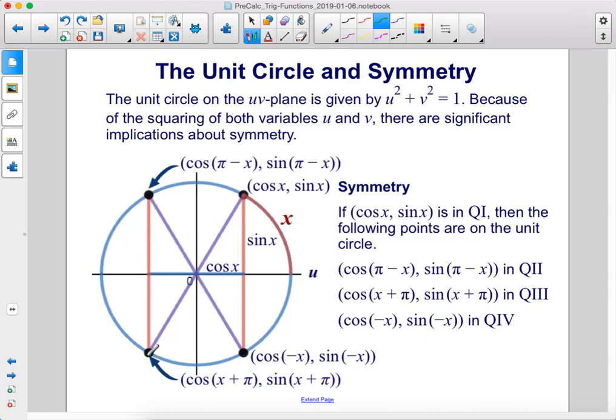Now remember, for this point, for example, we're adding pi. Pi is 180 degrees. So to move from this point to this point, you would just add pi, and then you go 180 degrees around the circle.